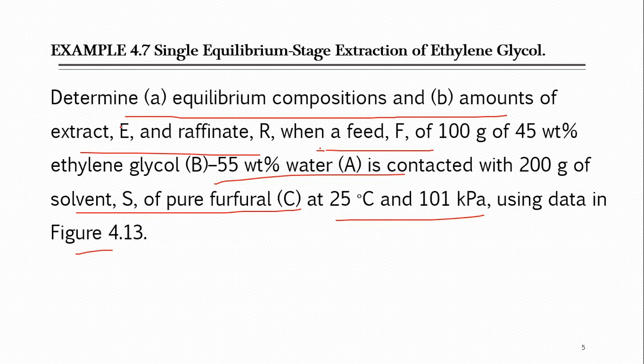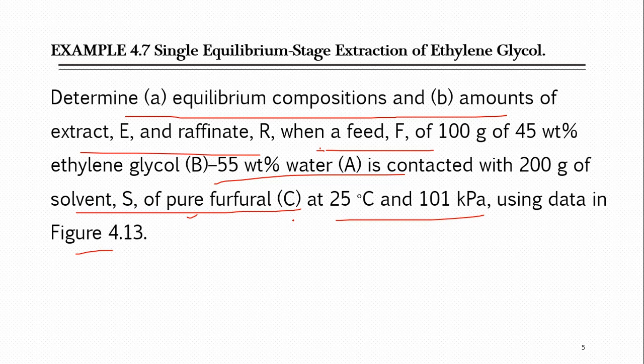Actually we were in section 4.4 at that time, and there it was figure 4.13 and example 4.7 from the 4th edition of your book. Here you are contacting a feed which is only 100 gram, and out of that 100 gram 45% is ethylene glycol and 55% is water. Now you have to contact it with the solvent for extraction of this glycol from this feed, and that solvent is furfural and that is pure, that means 100%.